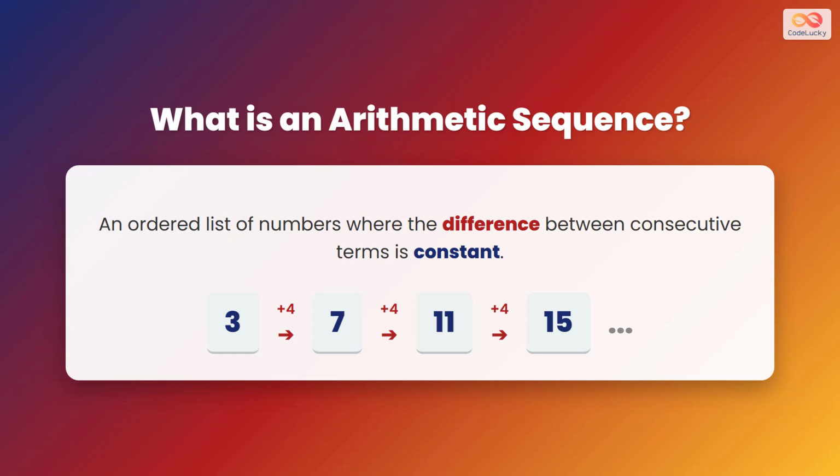First, let's define what we are working with. An arithmetic sequence is simply an ordered list of numbers where the difference between one number and the next is always the same. This constant change is the defining characteristic of these patterns. For instance, in the sequence 3, 7, 11, 15, we are adding 4 every single time.